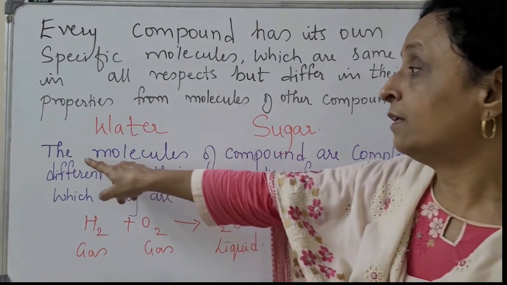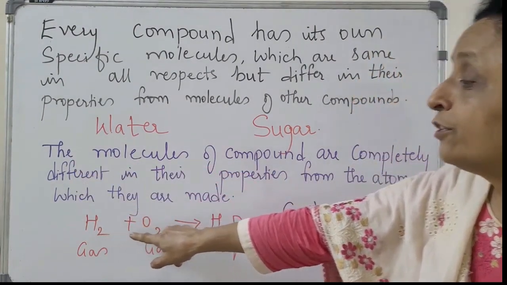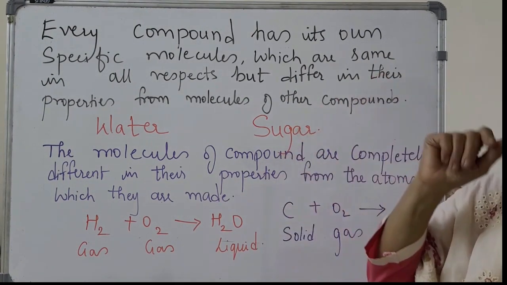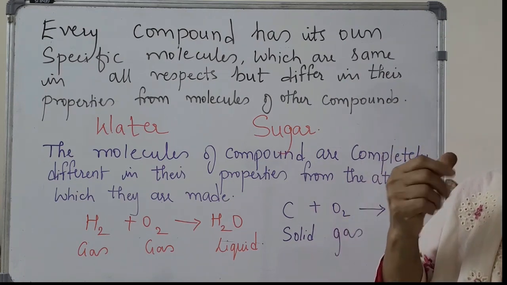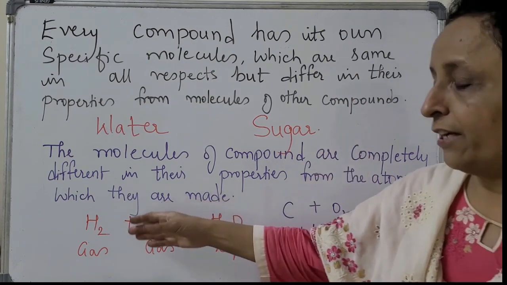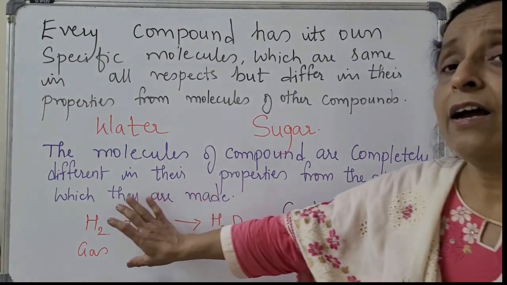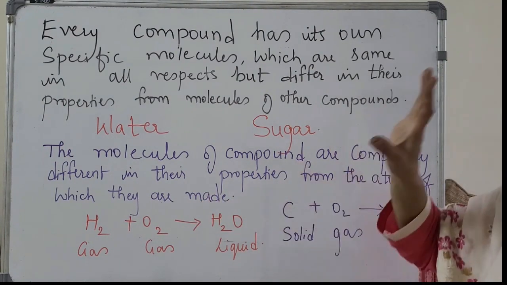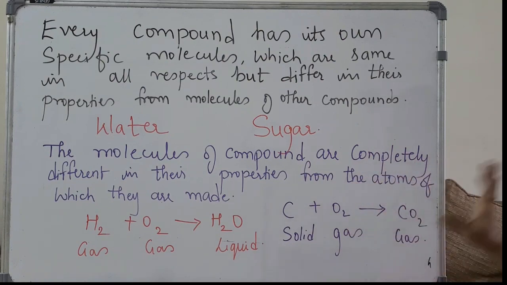Let's see the example. Here, the examples are hydrogen and oxygen. Hydrogen is a gas, oxygen is a gas. They combine to form water. Water is in a liquid state, so its property is completely different. Later on you will see many properties. For right now you just understand that hydrogen is a gas, oxygen is a gas, but water is a liquid. Carbon is a solid, oxygen is a gas, carbon dioxide is a gas.